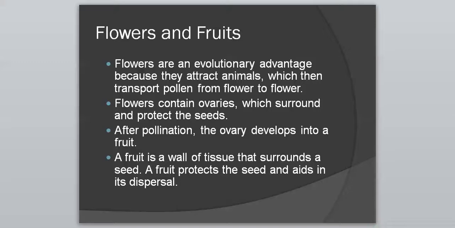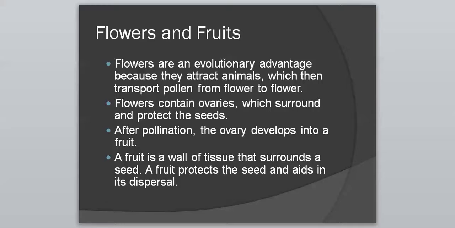Evolutionarily speaking, they have an advantage because the flowers attract animals, and when the animals come to one flower, they rub off the pollen, and then they take it to another, doing the fertilization for the flower. So the flower doesn't have to do any work to do the fertilization. It is done by the animals. And the flowers can also contain ovaries, which surround and protect the seeds. Then after pollination, the ovary develops into a fruit.